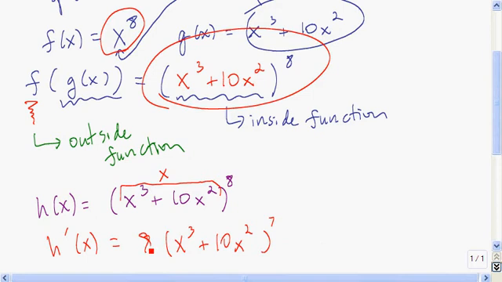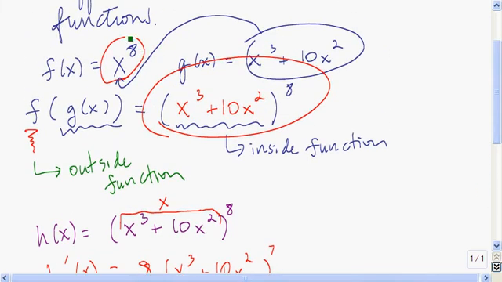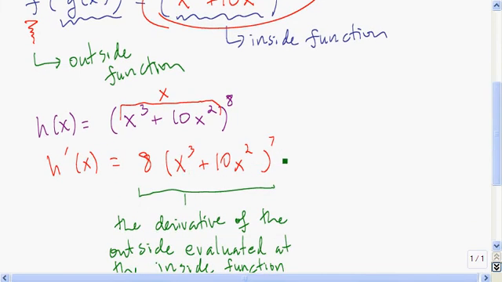So here we have the derivative of the outside function, 8x to the 7th, evaluated at the inside function. The first step is we take the derivative of the outside function and evaluate it at the inside function. Then we multiply that result by the derivative of the inside function, so times the derivative of x cubed plus 10x squared. The derivative of x cubed is 3x squared, plus the derivative of 10x squared, which is 20x.